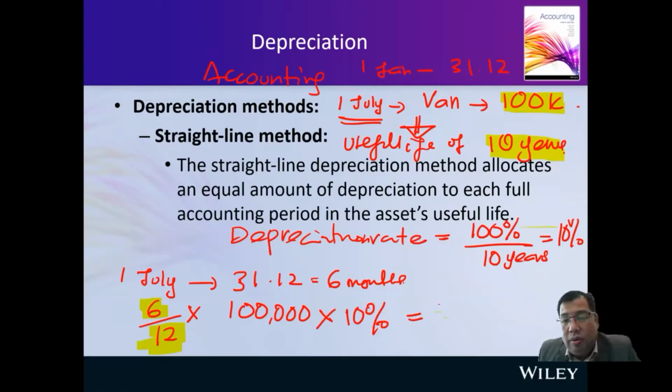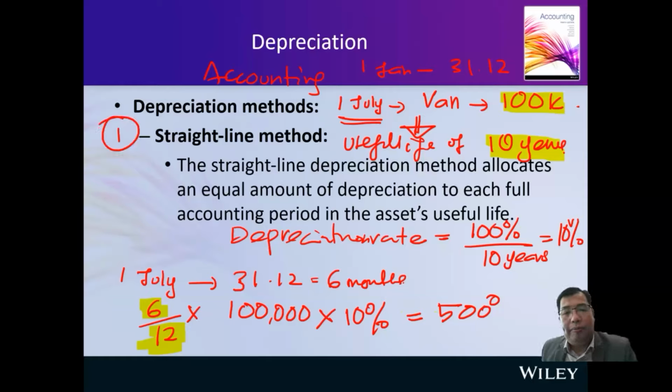So it gives you 5,000 for the first year. And then you're going to have 10,000, 10,000, 10,000, 10,000, and the last year will be only 5,000. That is for the 6 month period. Okay, so this is the straight line method.